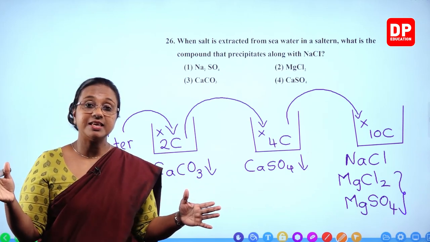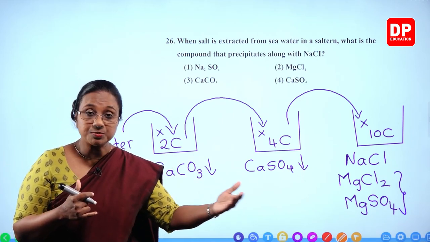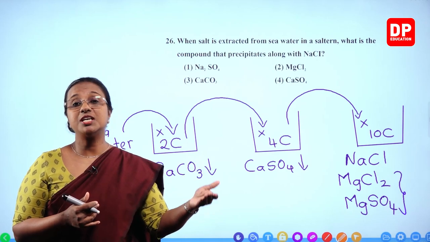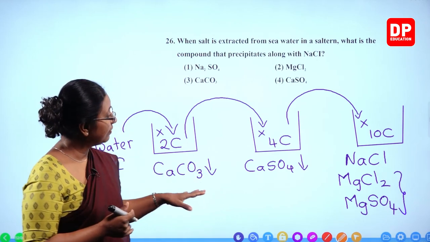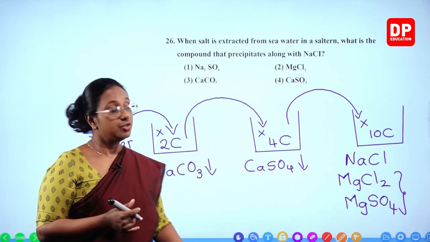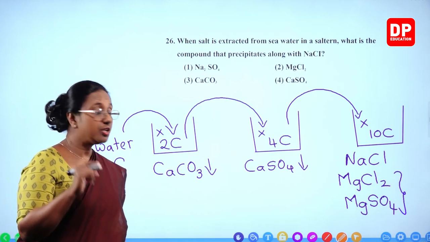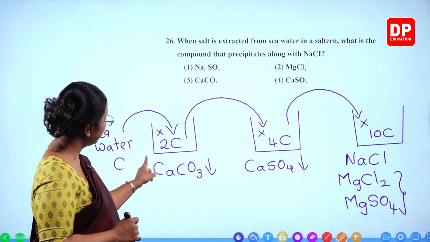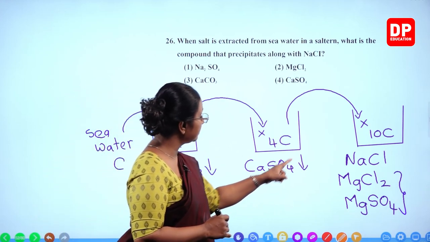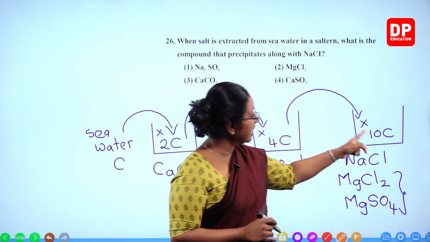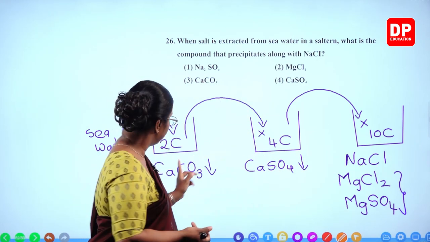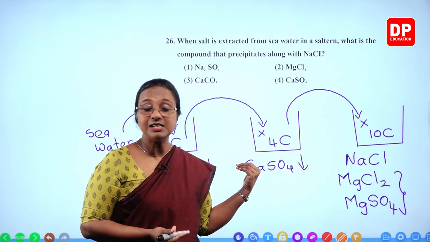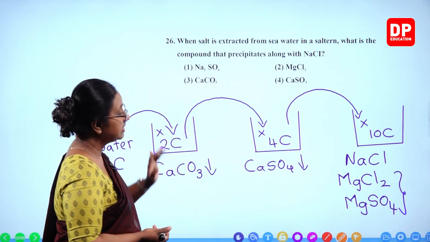For that, normally salt is heaped for about 6 months and allowed to be exposed to air, and with air, these 2, magnesium chloride and magnesium sulfate, dissolve with moisture in air and they evaporate off. So you will get the pure sodium chloride crystals. So that is how the precipitation occurs. Here you all know calcium carbonate has the lowest solubility. That is why it precipitates when the concentration is 2 times. Then calcium sulfate when the concentration is 4 times, and then sodium chloride has the highest solubility among these 3. So that precipitates at the concentration 10 times more than the initial concentration. So that is the process taking place there.